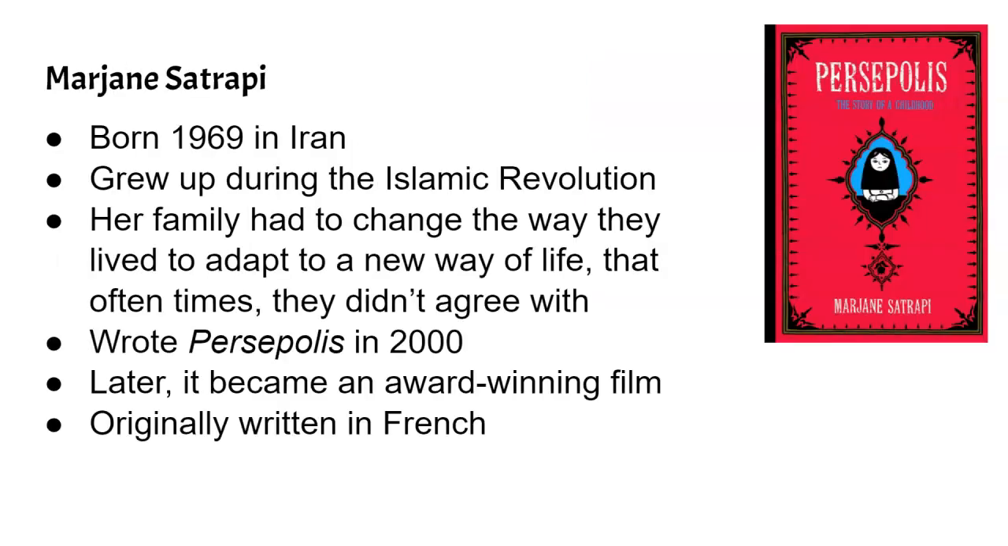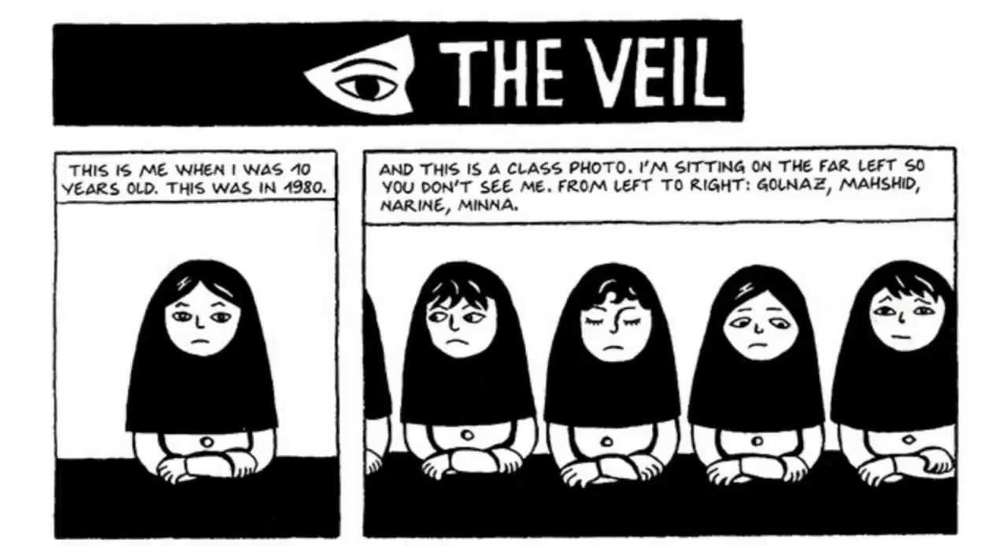So Marjan, the author of this book, was born in Iran in 1969, grew up during this Islamic revolution that we have talked about in class and that you did in lesson 1. Her family had to change the way they lived, had to change to a new way of life, and it very much affected her as she grew up there. She wrote Persepolis 21 years ago now in 2000, it became an award-winning film, and it was originally written in the French language. So let's look at the veil.